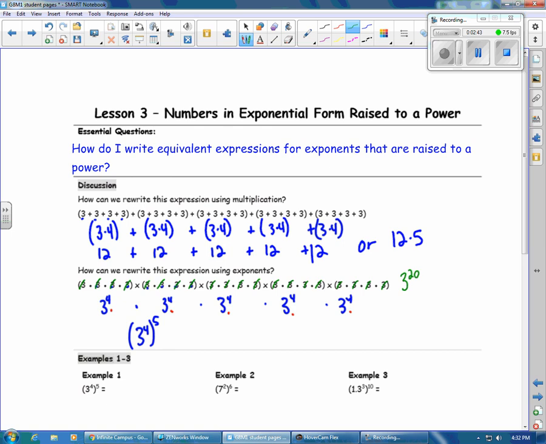Do you see any kind of a shortcut that we can take looking at the notation that we have of 3 to the 4th power raised to the 5th power? What shortcut could we take? Instead of having to expand it all out and count up all those 3's, what could we do? Hopefully you're recognizing that 5 times 4 is 20. So I could say that it's 3 to the 4 times 5 power, which is equal to 3 to the 20th power. That's where we're getting those numbers from.